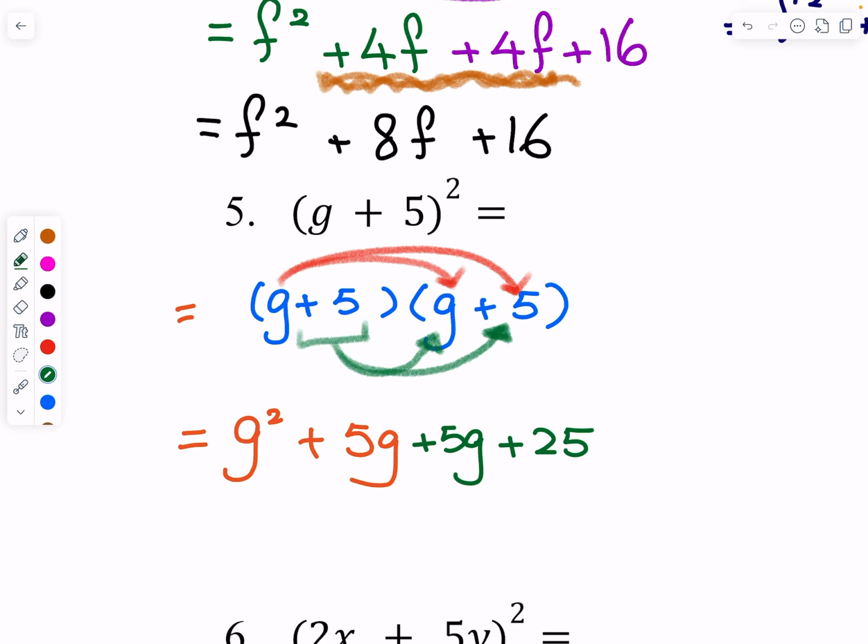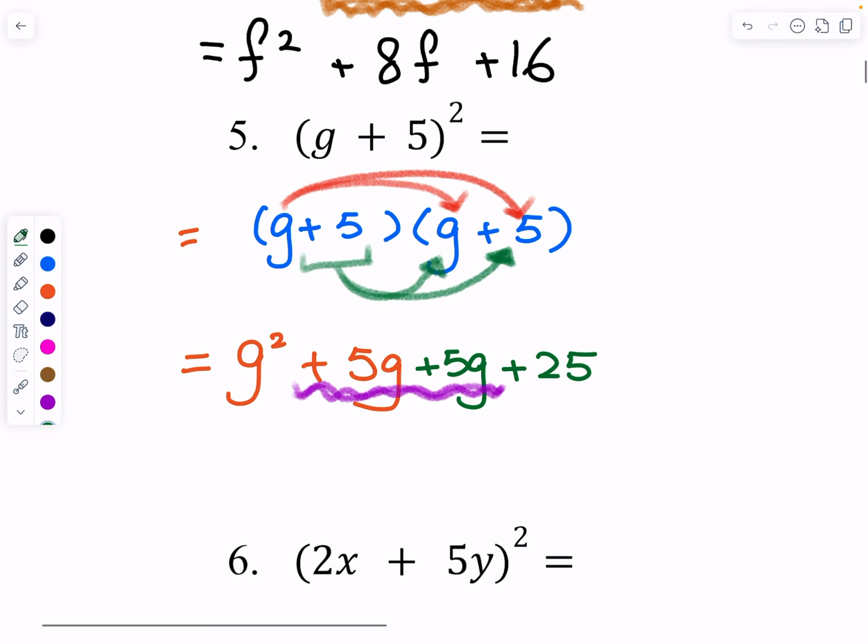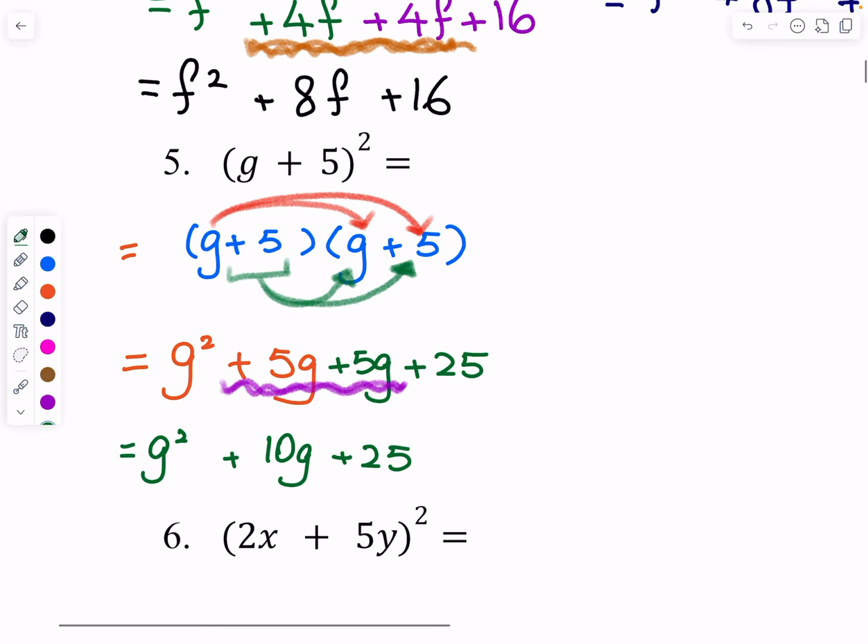So I always suggest students highlight it so that you don't get confused later on. All right, so it becomes G squared, 5G plus 5G. 5 pencils plus 5 pencils, how many pencils do you have in total? 10 G's. That's the answer. Now, how about the identity method?